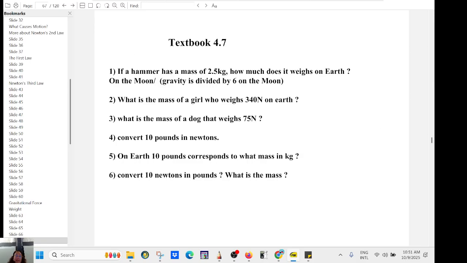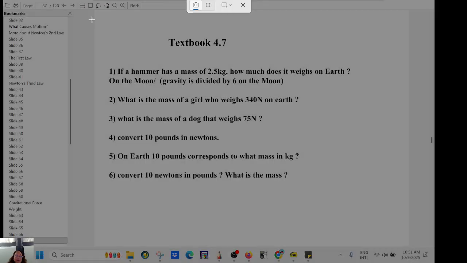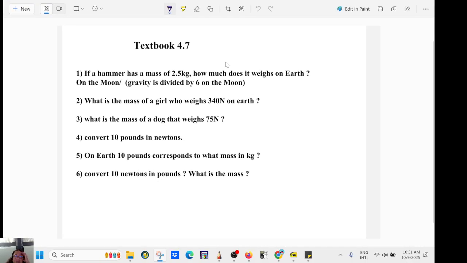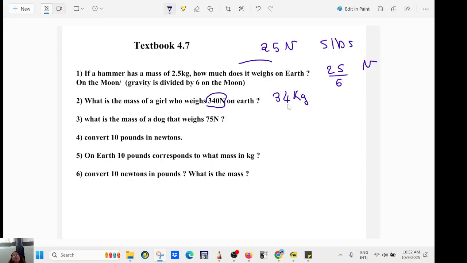Okay, very quickly here. What's the weight here? About 2.5 kilograms, so the weight will be 25 Newton, or about 5 pounds because you multiply by 2. If it's on the moon, the weight will be divided by 6. Those are tricky questions, because with multiple choice tests they try to confuse you between weight and mass. So if you see 340 Newton, don't confuse it with the mass. The mass is 34 kilograms.